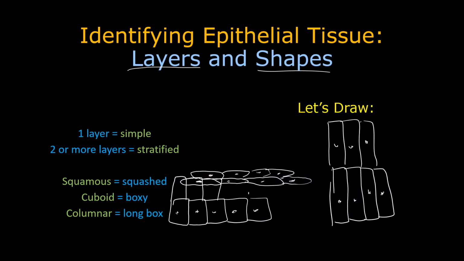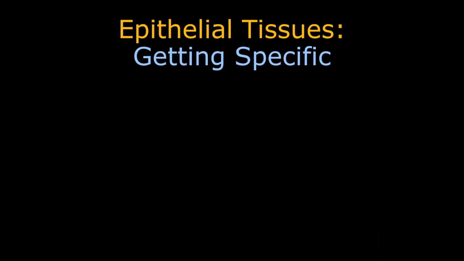So at the heart of it, count the layers and look at the shape of the cells, and that can help you identify the epithelial tissue. And remember, we know how to identify epithelium by simply using our ABC rule: apical, basement, connective underneath.